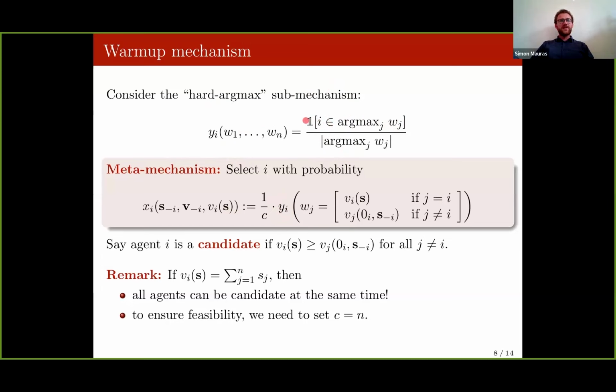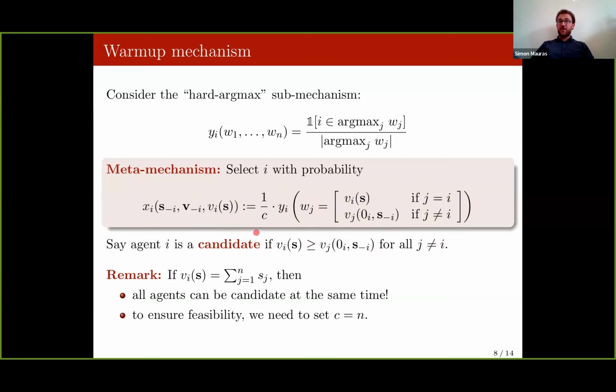So in this hard max sub-mechanism, we're going to say that an agent i is a candidate if their true value exceeds other people's low estimates for every other agent j. This is a sufficient and necessary condition to get a positive probability in this meta mechanism, because look here, we're selecting the hard max according to the true value and low estimates of others. So someone is going to receive a positive probability if and only if they're a candidate.